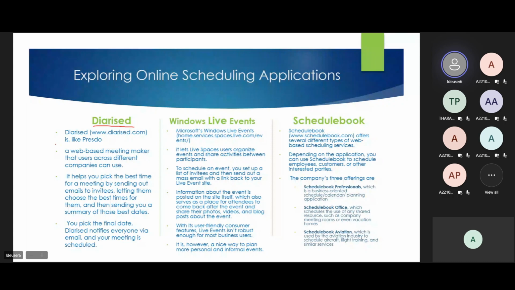Okay. Windows Live Events is also the same procedure, and the website for that is home.services.spaces.live.com/events. Using this, users can organize events and share their activities between the participants. To schedule an event, you can set up a list of invitees and then send out a mass email with a link. So how to schedule an event? Here also you set up a list of invitees and send out a mass email with a link back to your live event site. So here also they will send an invitation to the set of people.